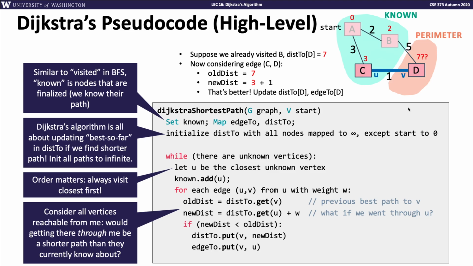And so Dijkstra's algorithm will update any nodes that have a better distance from the node you just added to the known set. All of this pseudocode down here is considering all of the nodes reachable from me, the node I just added to my known set, and asking whether going to those nodes through me is better than the path we currently thought was best. If the distance through me, my distance plus W, the weight of the edge to that neighbor, is less than what I currently thought was the best, then update all of my state.